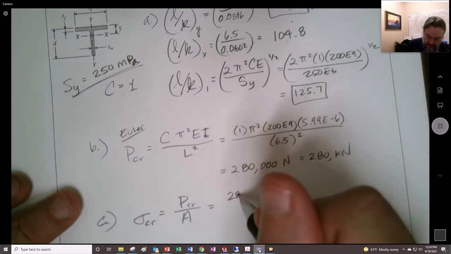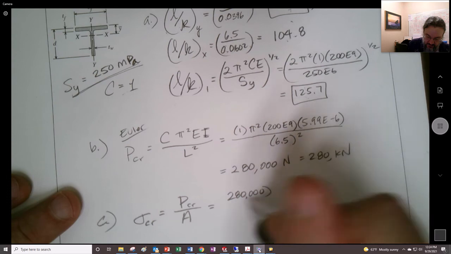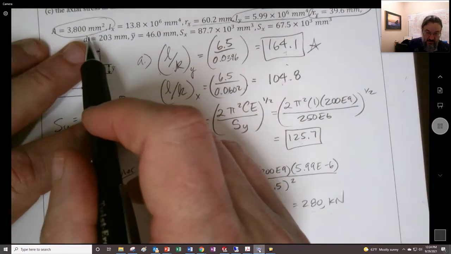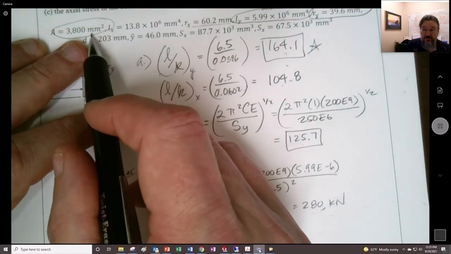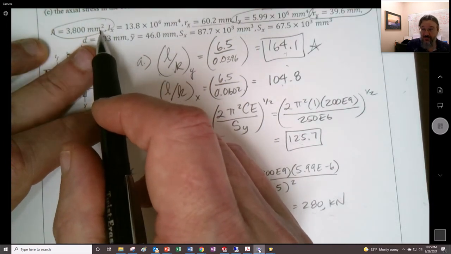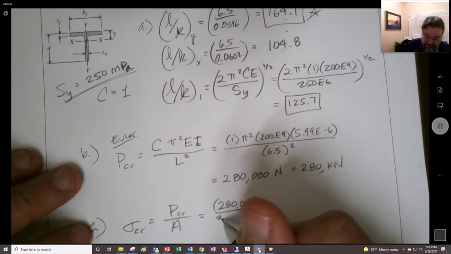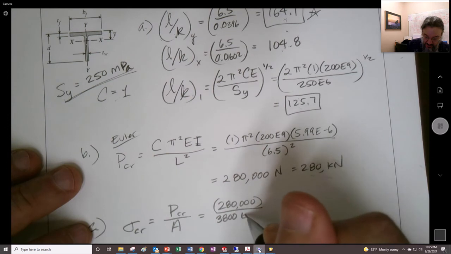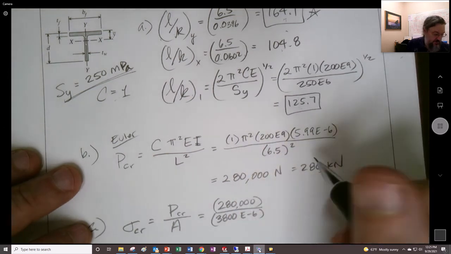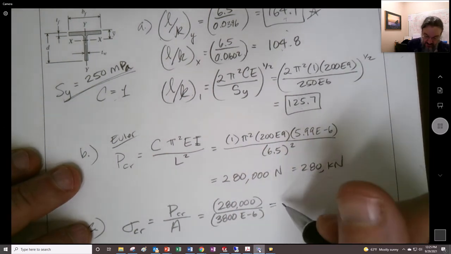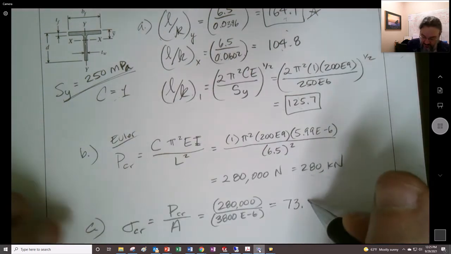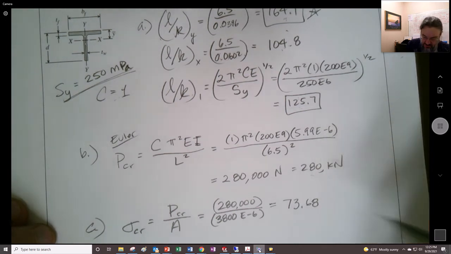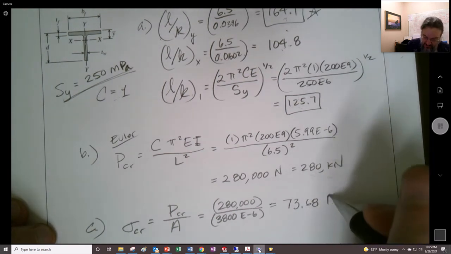And so we take 280,000, and they tell us that we have 3,800 millimeters squared. So we know we would need to take that E to the minus 6, right? Because millimeter is E to the minus 3, but it's squared. So we go 3800 right here, E to the minus 6, will give us that area. And then I get 73, and I'm going to go ahead and divide by a million again. So it kind of comes out the same. But anyway, that's going to be megapascals.